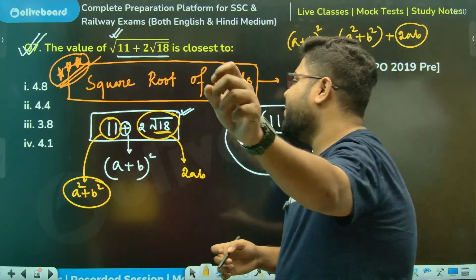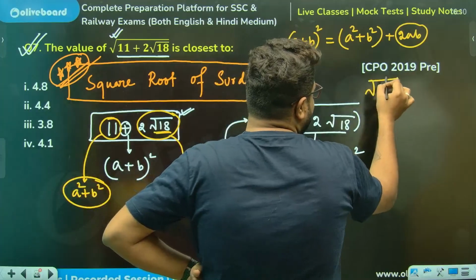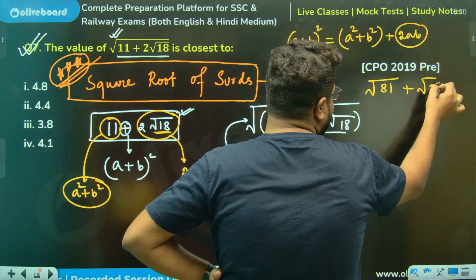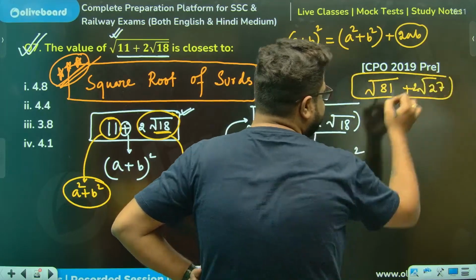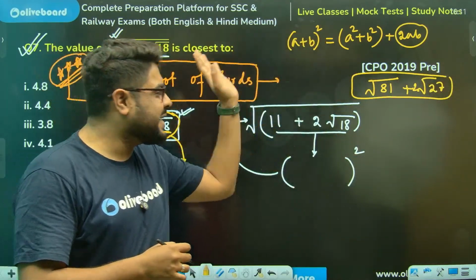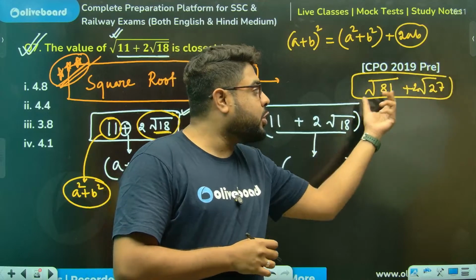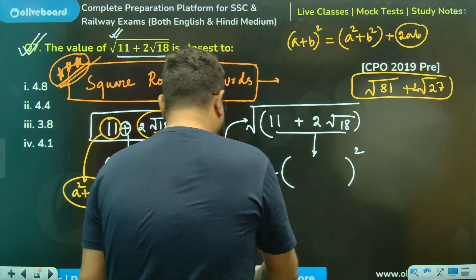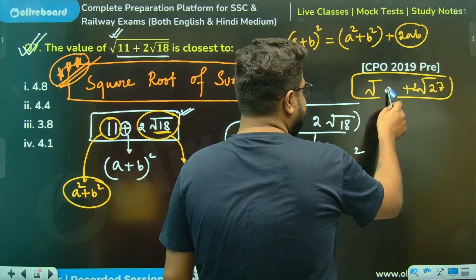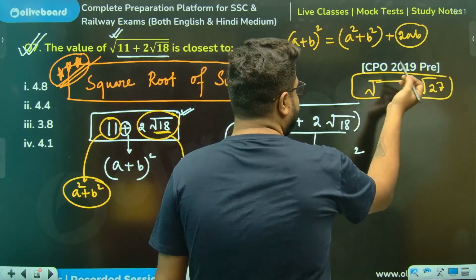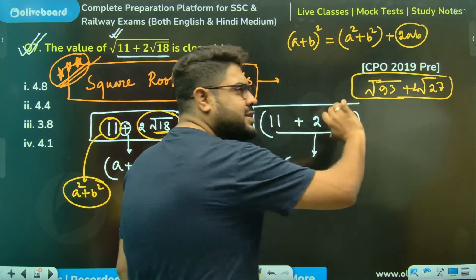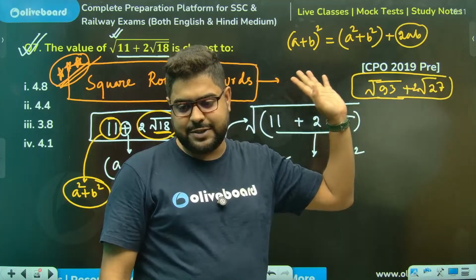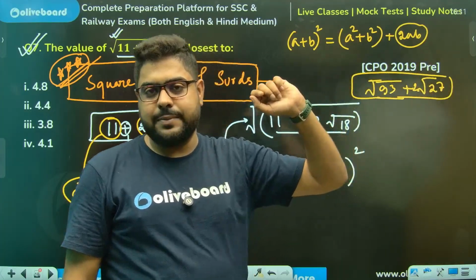Or, what if there is something like this? Root over of, let's say, 81 plus root over of 27, 2 root 27, something like this came. I'm not saying this can be done. I'm just giving a random example. Meaning both are surds. Meaning both are irrational numbers. Actually 81 should not have been taken, because 81 is rational actually. Root over of 93. Just to give you an idea. I don't think you can square root this using this method. But again, just to give you an idea.